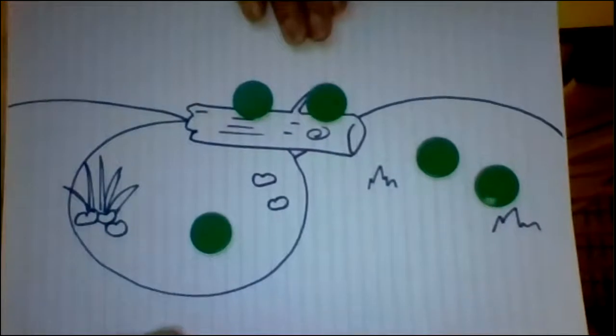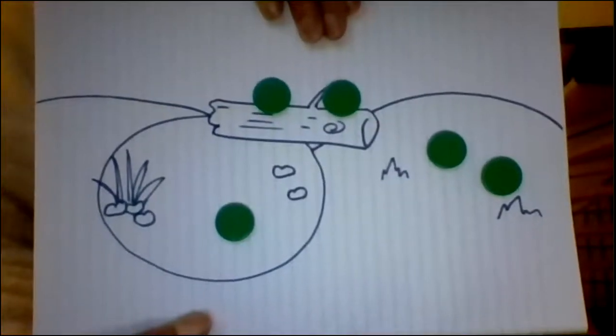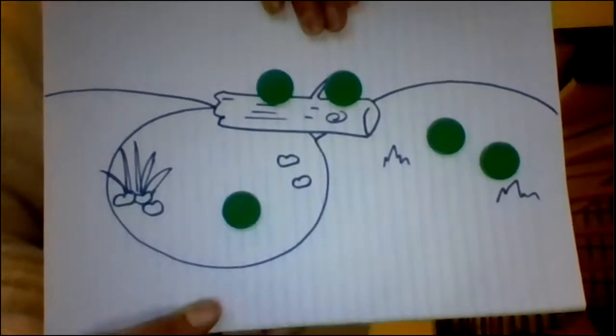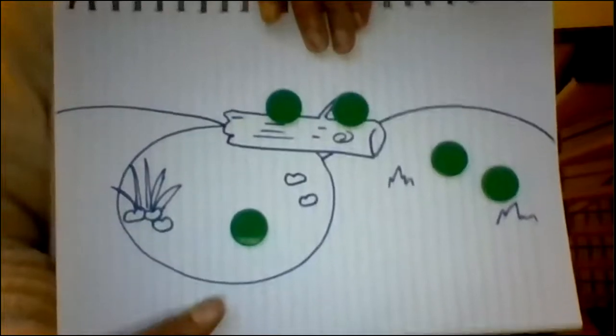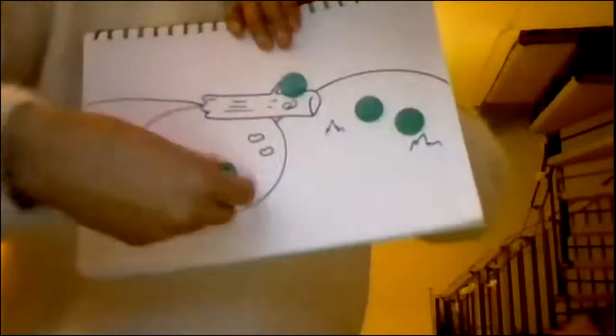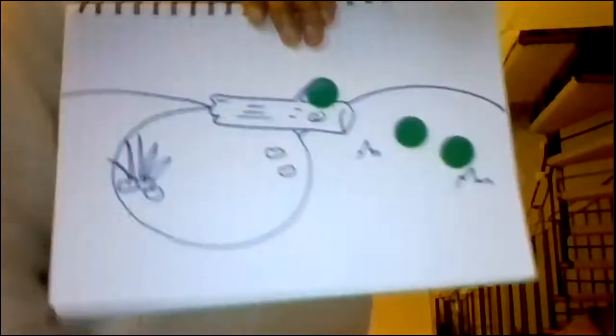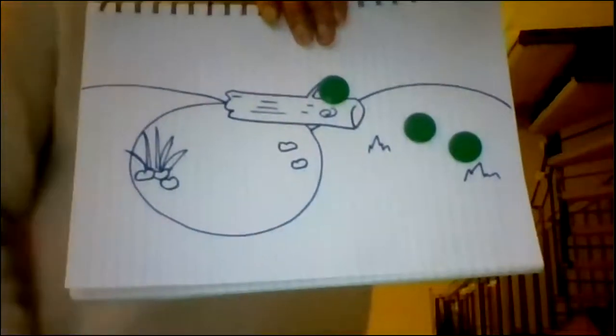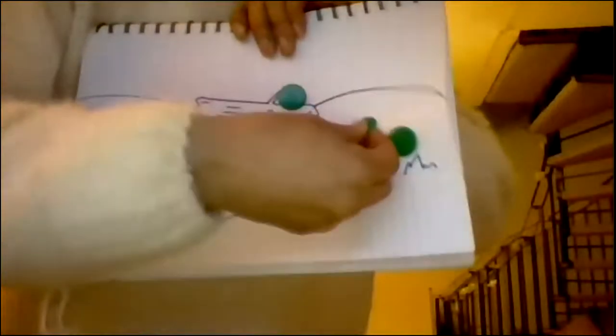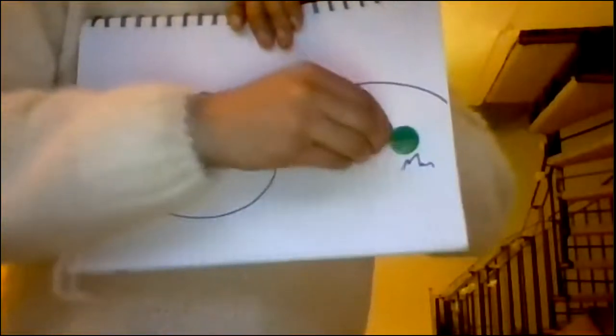So how many have we got now? How many on the log? How many in the pond? And how many on the grass? You can write it down. Okay, or you might want to take 2 away and use 3 and look at the different ways you can make up the number 3.